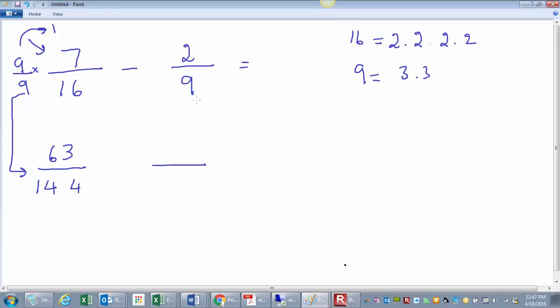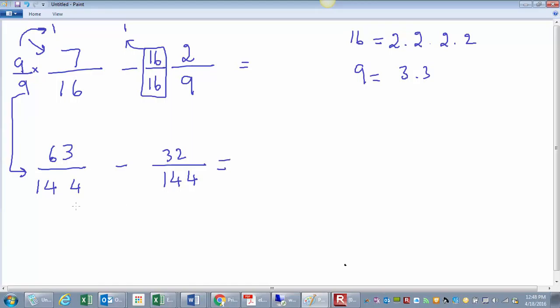Same here. We want to go from 9 to 144. Let's multiply 9 by 16. So we're going to multiply the top and the bottom by 16. What is 16 over 16? Again, it's 1, so nothing will change. 2 times 16 is 32.